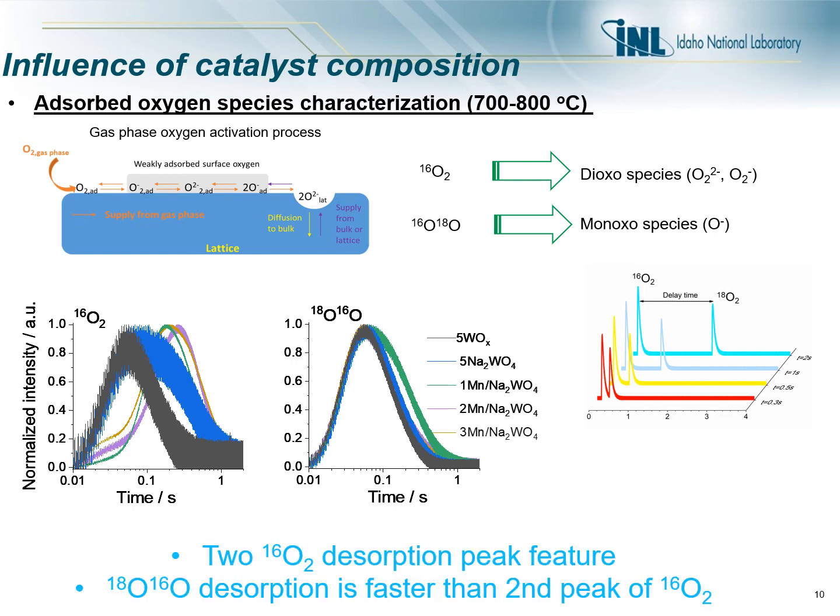Overall, this kind of pump-probe experiment shows that, in general, we have 16O2 desorption over the OCM catalyst, and 18O16O is more constant, independent of the catalyst composition. Therefore, the catalyst composition really influences a lot the 16O2 formation kinetics. It's actually the kinetics of the dioxo species on the surface.